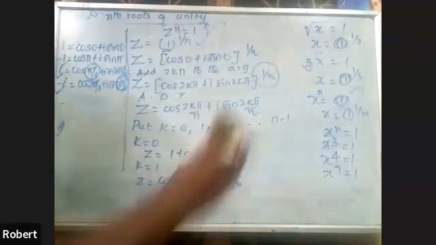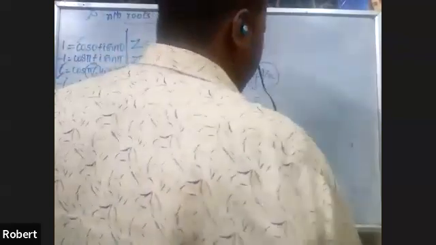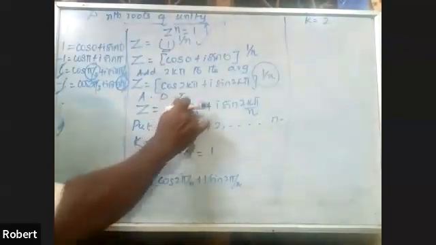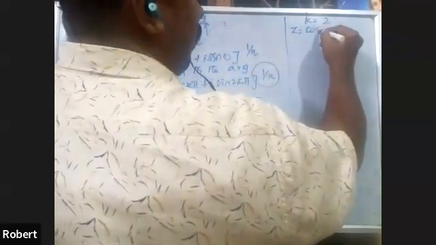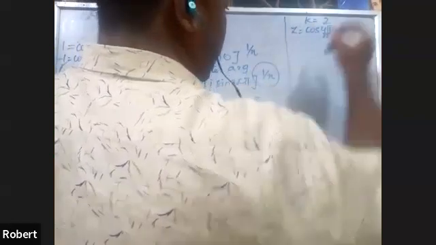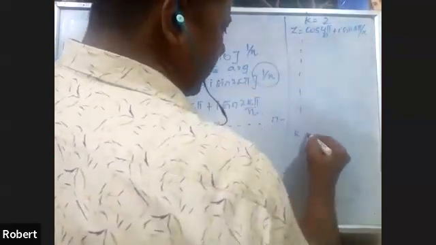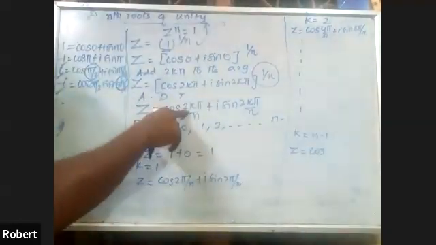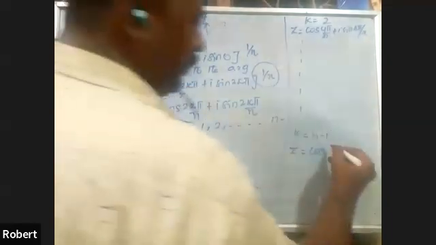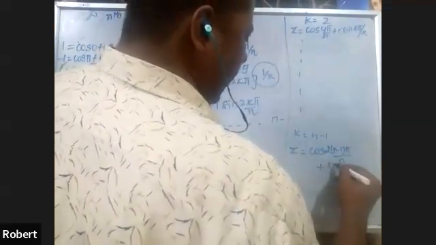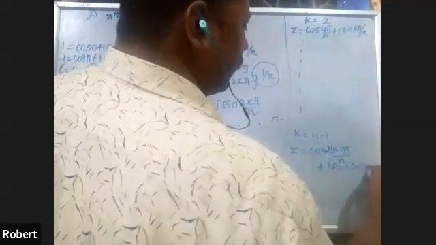Next, what will you put? K is equal to what? The next one, your k is equal to what? Your k is equal to 2. If I put 2 2s are 4 pi, your z is equal to cos 4 pi by n plus I sin 4 pi by n. Similarly, if I take k equal to n minus 1, I can get z is equal to cos of 2 into n minus 1 into pi by n plus I sin 2 into n minus 1 into pi by n.